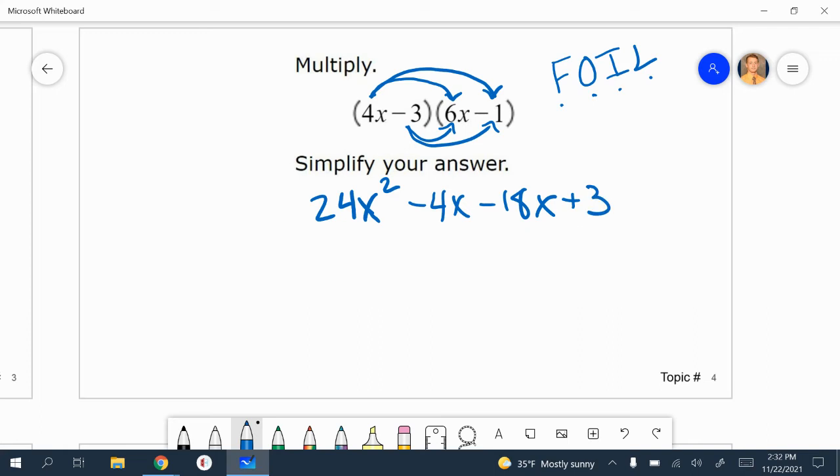I'm not completely done yet because I can still simplify those two middle terms there. So I can rewrite my 24x squared, and then negative 4x and negative 18x makes a negative 22x. Plus 3 will just hang out. Okay, let's go on to topic number 5.